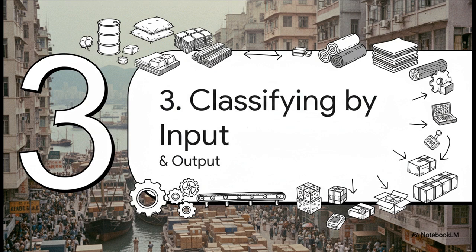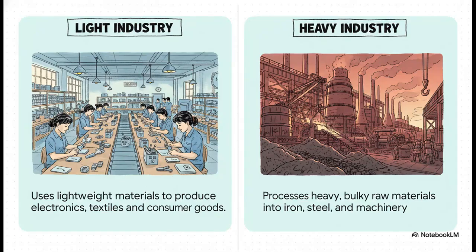To get more specific, we can classify industries by looking at what goes into the factory, the inputs, and what comes out, the outputs. So one of the most common ways to do this is to talk about light versus heavy industry. Heavy industries, like iron and steel, use these massive, bulky raw materials to create, you guessed it, heavy products. Light industries, on the other hand, like the textile and electronics factories all over 1960s Hong Kong, use lighter stuff to make smaller, lighter products. It really just comes down to weight and bulk.